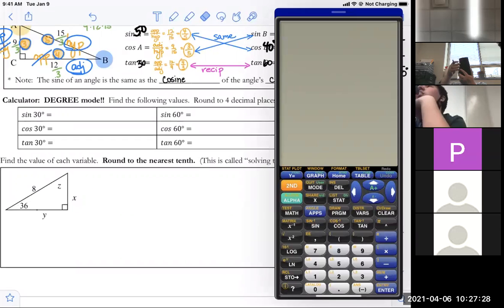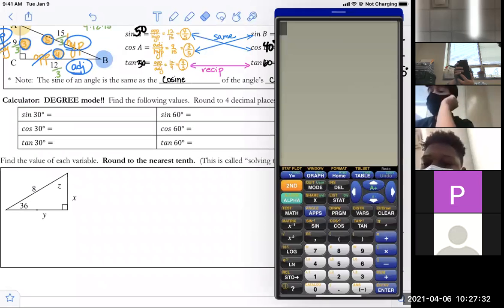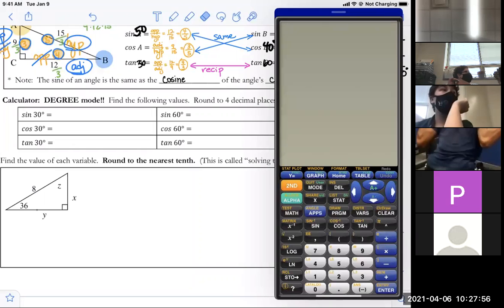I don't know why it says stat there. I don't think it matters though. You have a mode button, sometimes a setting. Oh, it's conversion. So if you just hit this button, it toggles back and forth. If you never change it, it'll stay on degrees. But when you start a problem, you want to make sure it's on degrees.